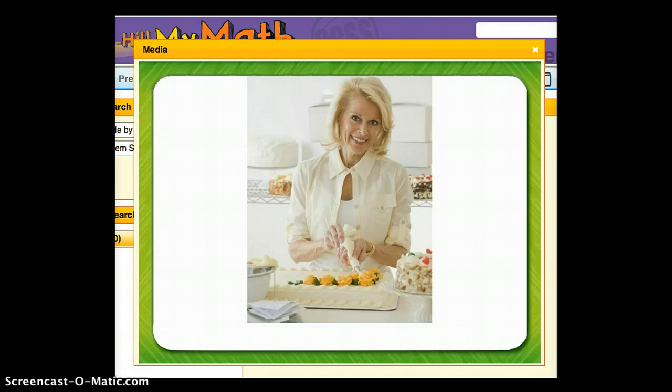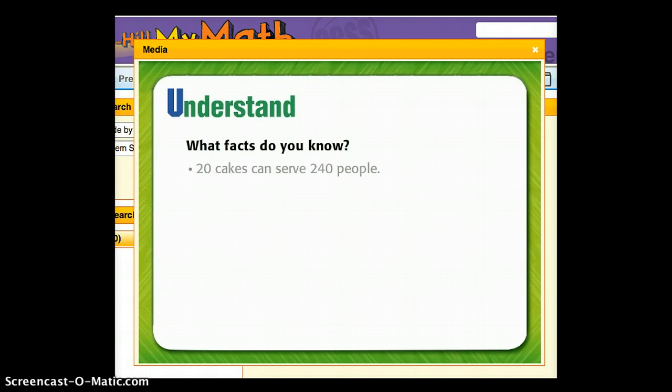Well, let's eat some cake. Let's see if we understand our problem. What facts do you know? We know that 20 cakes can serve 240 people. What do you need to know? We need to know how many people can be served with 25 cakes.